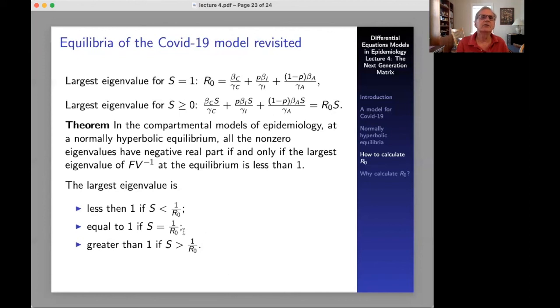So this number 1 over R naught separates the equilibria where an epidemic will die out from the equilibria where an epidemic can grow. And this information corresponds exactly to the information we got at the beginning when we looked at eigenvalues. This turns out to be exactly that place where the determinant was 0 and you switched from attracting to a positive eigenvalue. It's all consistent.